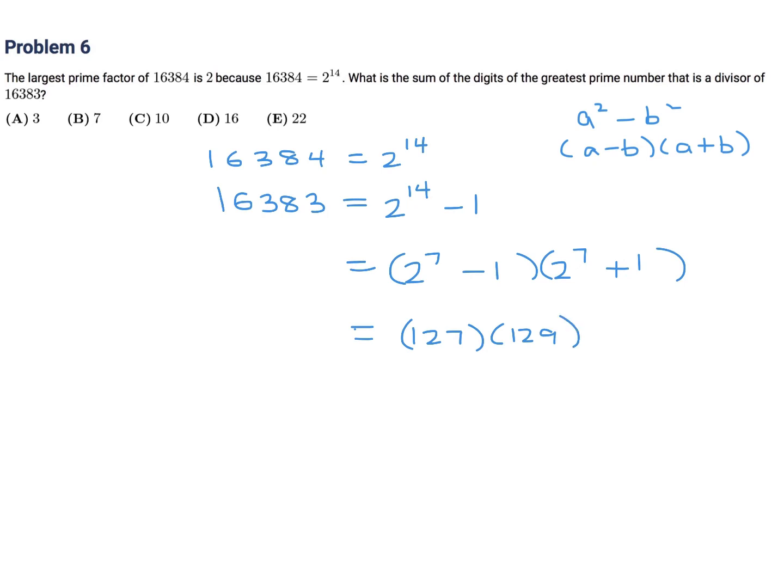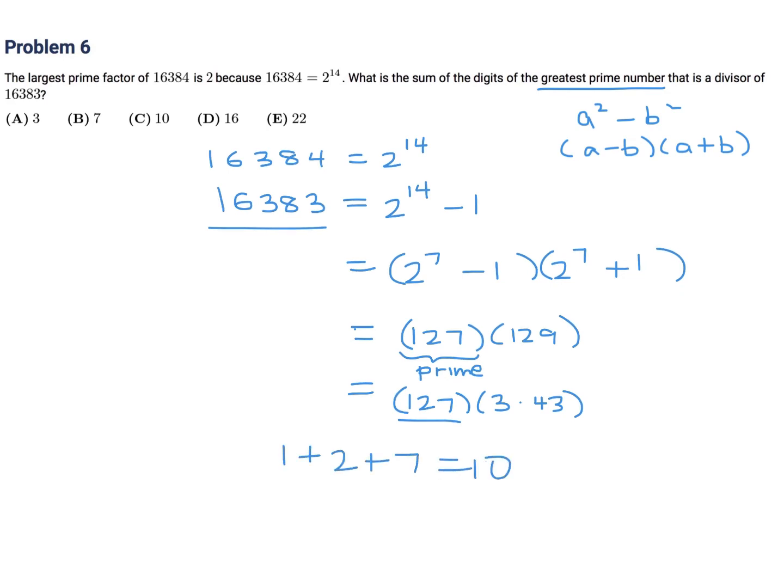Now let's see. I think 127 is the prime number, because 129, I believe, is 3 times 43. So what is the sum of the digits of the greatest prime number that is a divisor of that? So the greatest prime number that is a divisor of that looks like 127 to me. And the sum of the digits, I guess, of 127 are 1 plus 2 plus 7, which is 10. So that would be C.